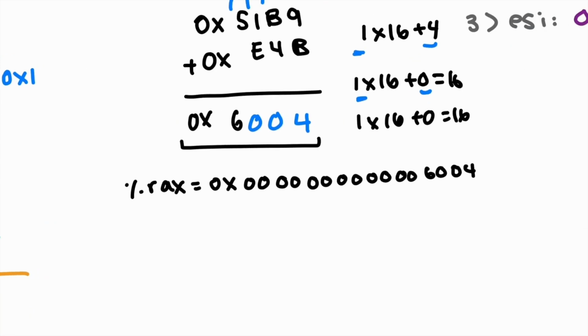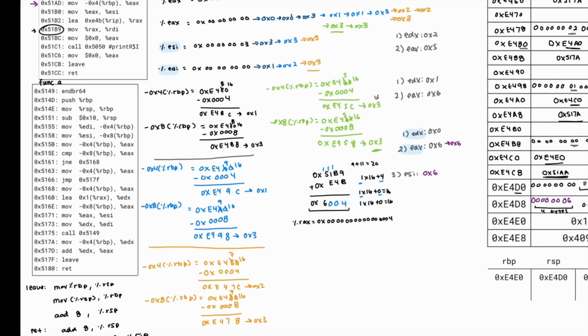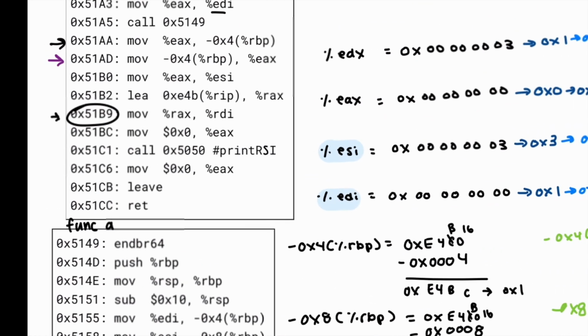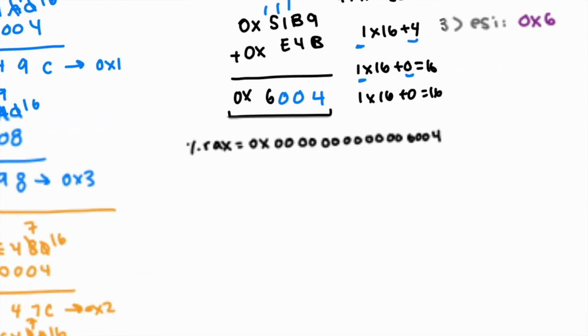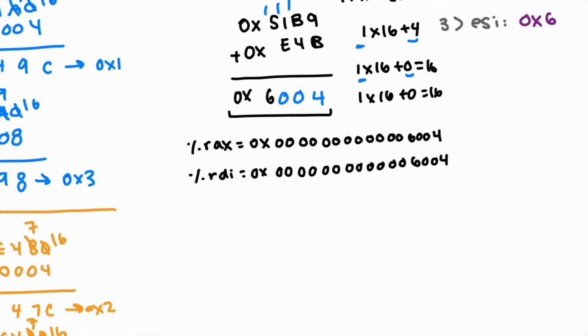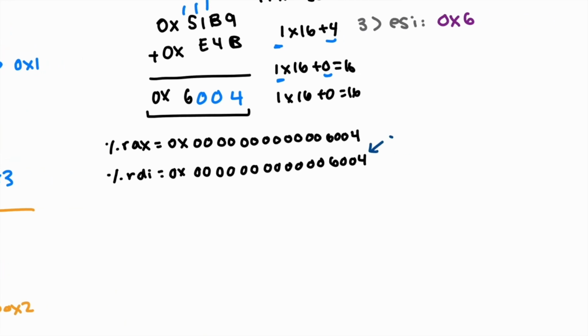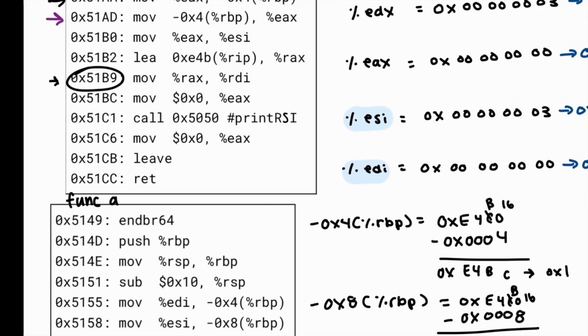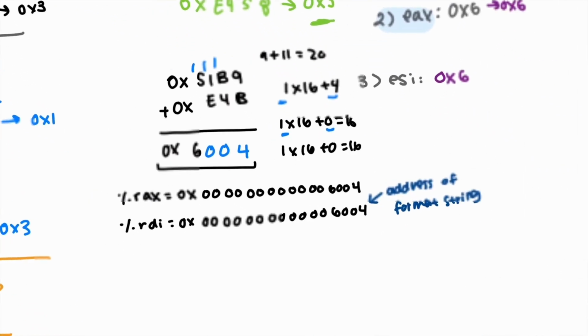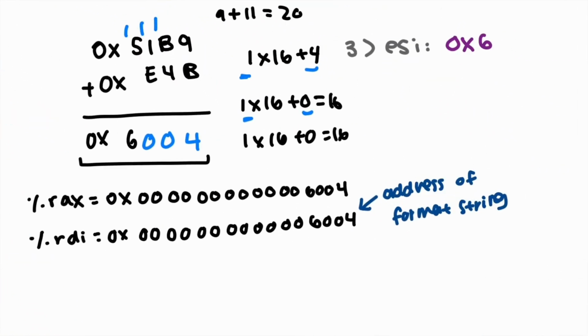RAX is the full 8 bytes, so RAX will look like this. Okay, this is going to be 8 bytes total. So now we're moving on to the next instruction where we're moving RAX into RDI. So now RDI, the full 8 bytes will look like this. This will be the address of the string format, or the format string, for our print statement later. And then after this, we're going to move 0x0 into EAX, the last 4 bytes of RAX. So now this 6004 just becomes 0.